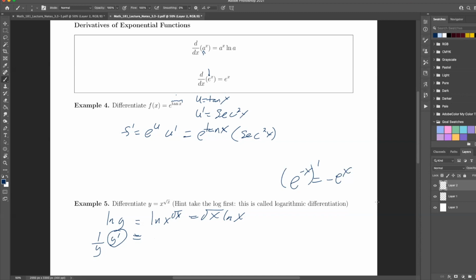Here we go. Someone asked this question in the chat real quick. It's because here it'd be e to the minus x times the derivative of minus x. The derivative of minus x is -1. So this is equal to e to the minus x times the -1, which is equal to minus e to the x.